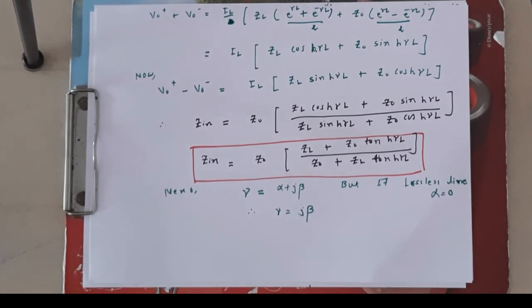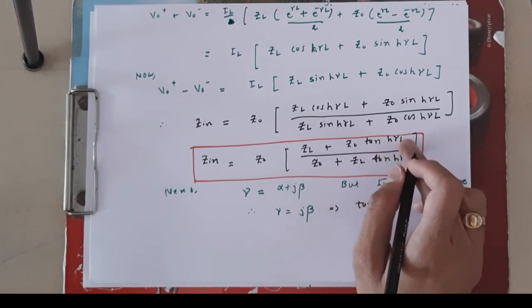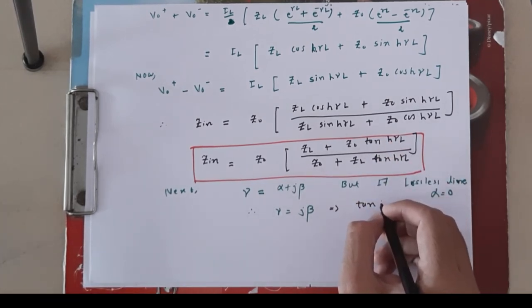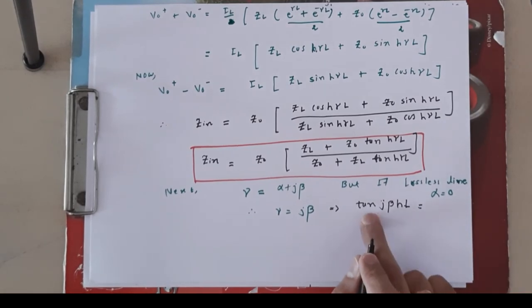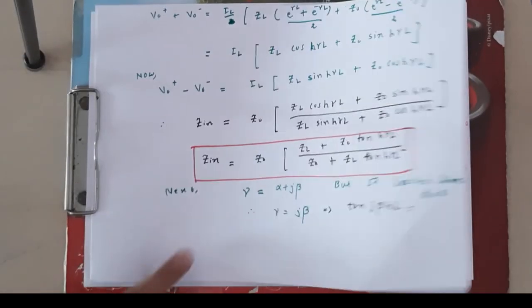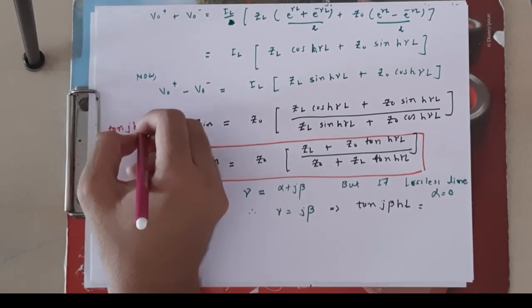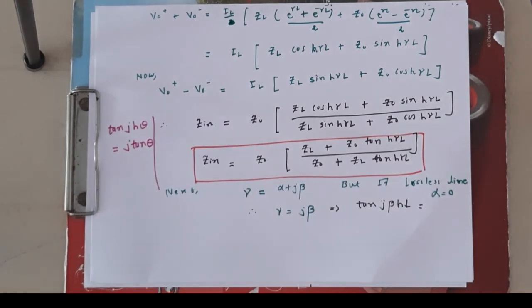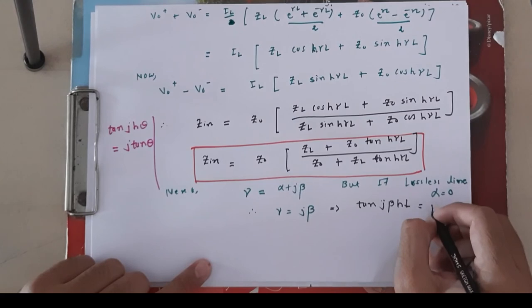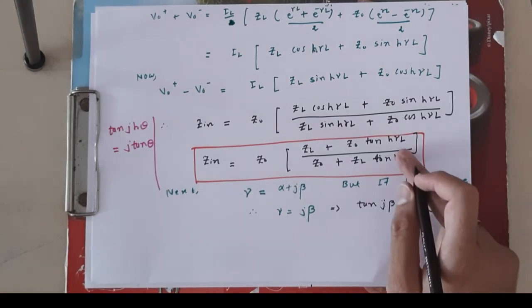So if gamma is equal to j beta, what is tanh gamma L? This is tanh j beta L. Again this is mathematics: tanh j theta is equal to j tan theta. So this one is nothing but j tan beta L. So I have to put this value here for the lossless line.